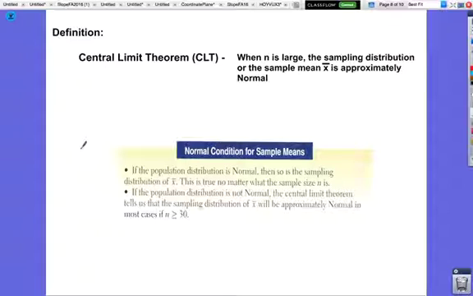All right, moving on to the central limit theorem, which you will often see abbreviated CLT. What that means is when your sample size n is large, the sampling distribution of the sample mean x bar is approximately normal. Normal condition for sample means: if a population distribution is normal, then so is the sampling distribution of x bar. This is true no matter what the sample size n is. If the population distribution is not normal, the central limit theorem tells us that the sampling distribution of x bar will be approximately normal in most cases if your sample size is greater than or equal to 30.